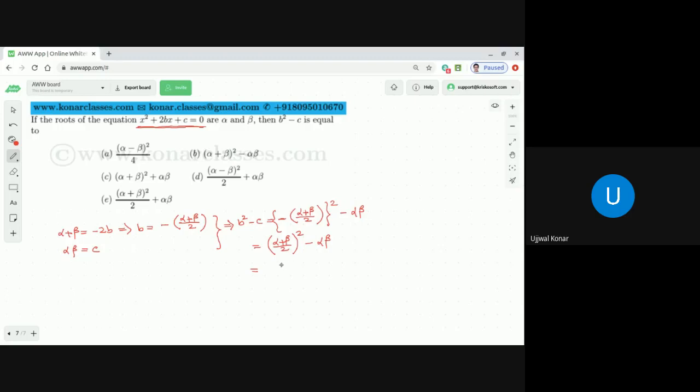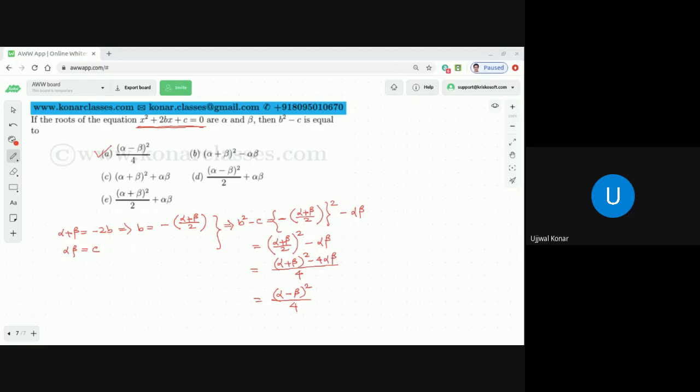If we simplify it, in the denominator we will get 4, and we get alpha plus beta whole square minus 4 alpha beta. Dear students, if you recall this formula, alpha plus beta whole square minus 4 alpha beta, that is a plus b whole square minus 4ab, that is nothing but a minus b whole square. So alpha minus beta whole square divided by 4, and eventually we get the correct option as a. I hope you got it, or is someone not able to? Yes, sir. Got it? Great, very good.